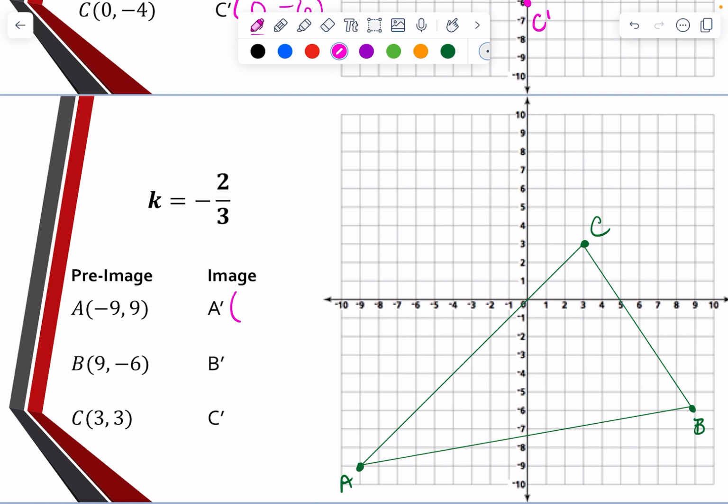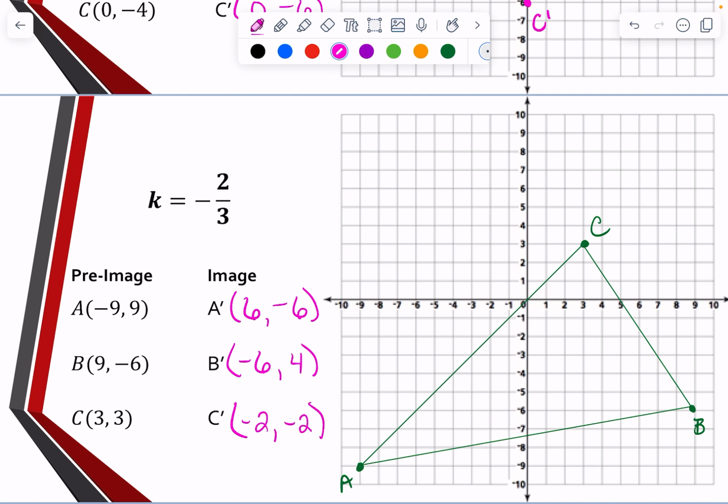So we're going to do the negative third of negative 9. So that's a positive 3 times 2 would get me 6. Negative a third of 9 is negative 3 times 2 would be a negative 6. B prime would get me negative a third of 9 is negative 3 times 2 is going to give me negative 6. Negative 1/3 of negative 6 is a positive 2 times 2 is 4. C prime, negative 1/3 of 3 is negative 1 times 2 gets me negative 2. Negative 1/3 times 3 is negative 1 times 2. That's going to get me negative 2.